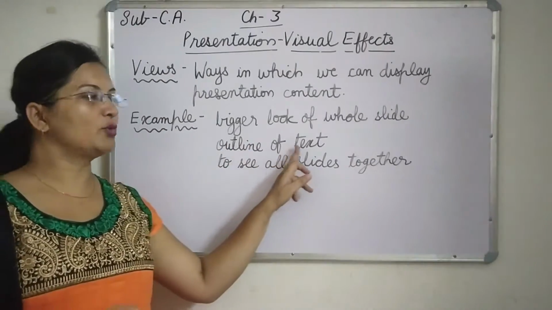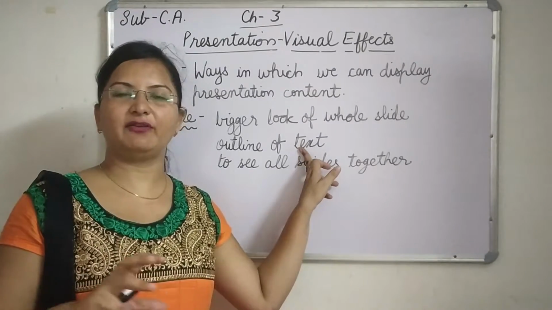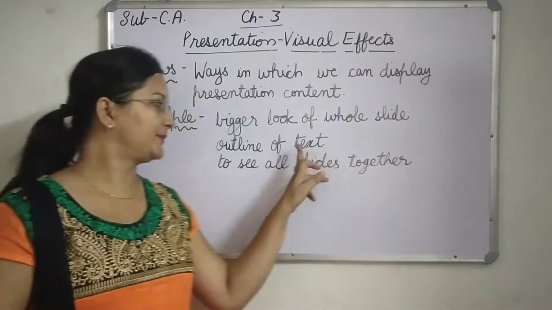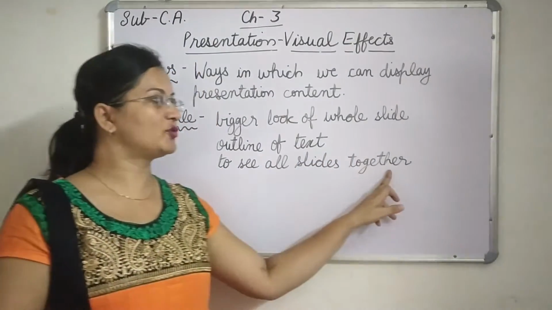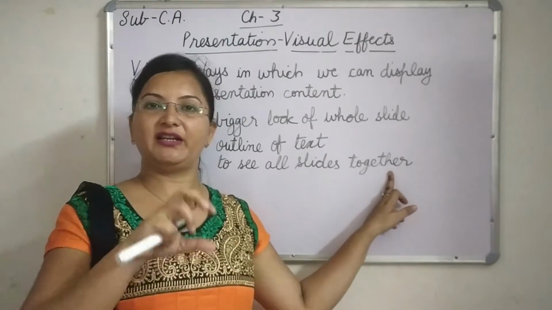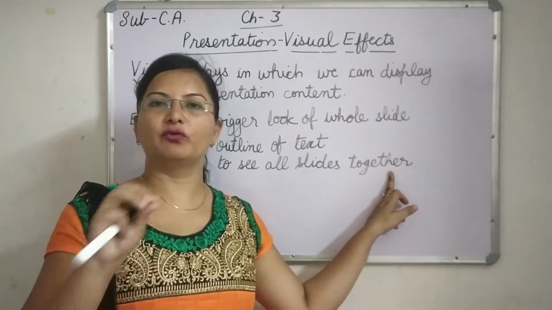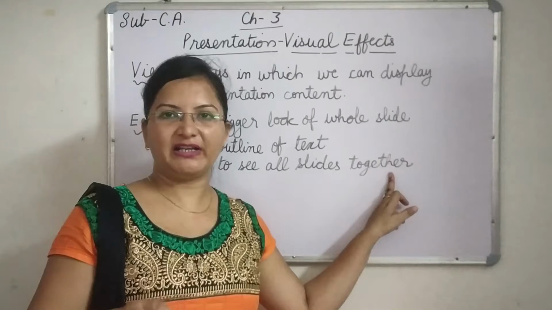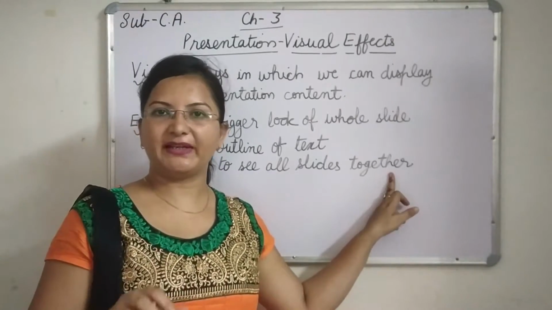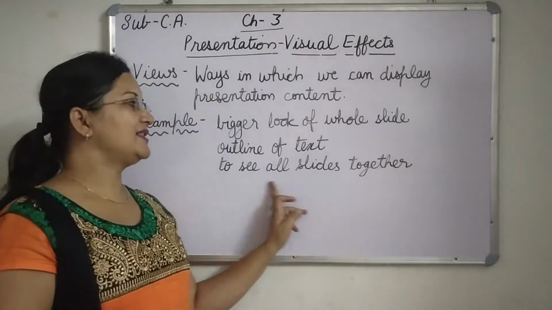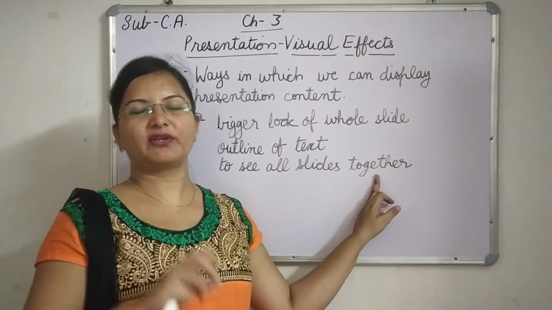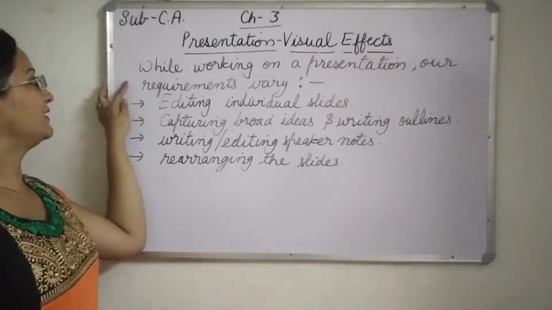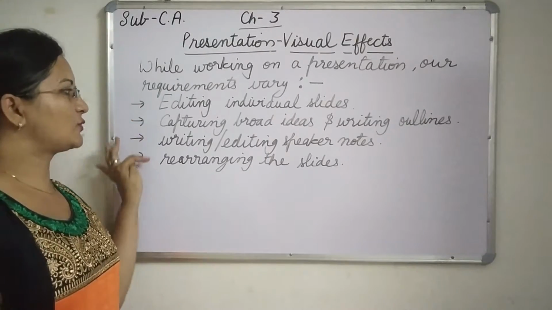Then after that, the outline of the text. In outline view we can see only the outline of the slides. To see all the slides together, like if we have to rearrange all the slides, move some slides from one place to another, delete them or copy them, we can see all the slides together so that we can arrange them. So if we consider views, then we have different situations.